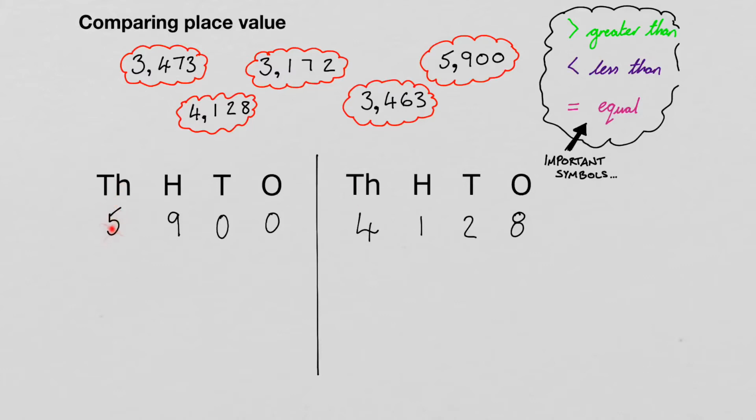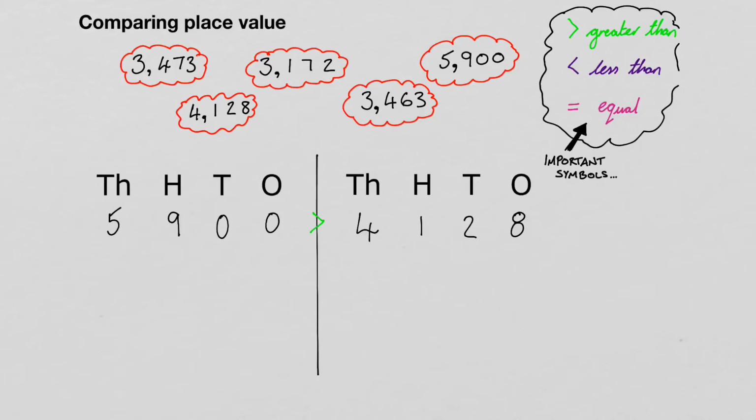In this one, the thousands column has a 5 in it, so 5 thousands, and in this one, it has 4 thousands. So we can already see that this number will be bigger than this number, because this one has 5 in the thousands, this one only has 4. So in order to complete the sentence, this number is obviously greater than this number. So I write in my greater than symbol.